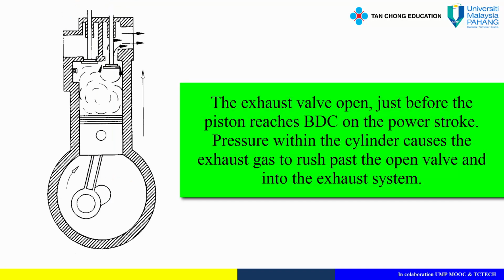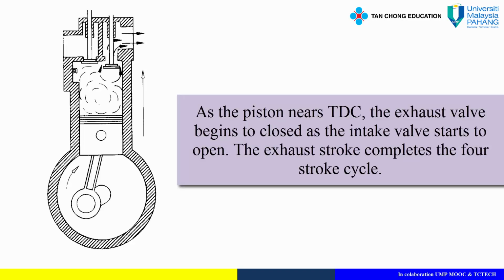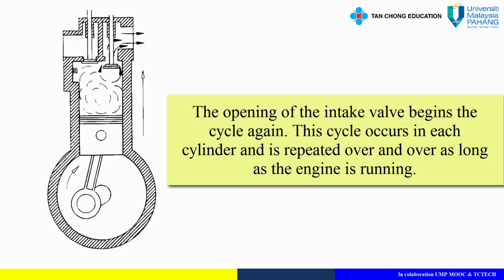Exhaust stroke. The exhaust valve opens just before the piston reaches BDC on the power stroke. Pressure within the cylinder causes the exhaust gas to rush past the open valve and into the exhaust system. Movement of the piston from BDC pushes most of the remaining exhaust gas from the cylinder. As the piston nears TDC, the exhaust valve begins to close as the intake valve starts to open. The exhaust stroke completes the four-stroke cycle. The opening of the intake valve begins the cycle again. This cycle occurs in each cylinder and is repeated over and over as long as the engine is running.